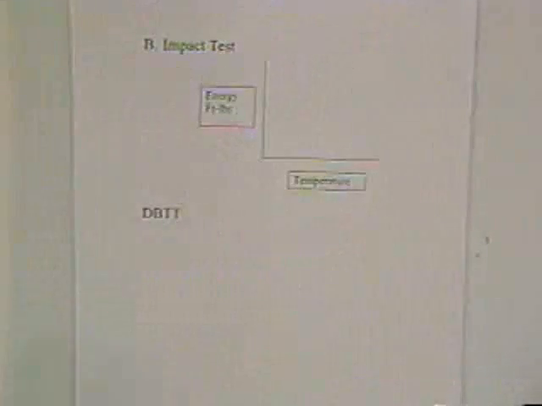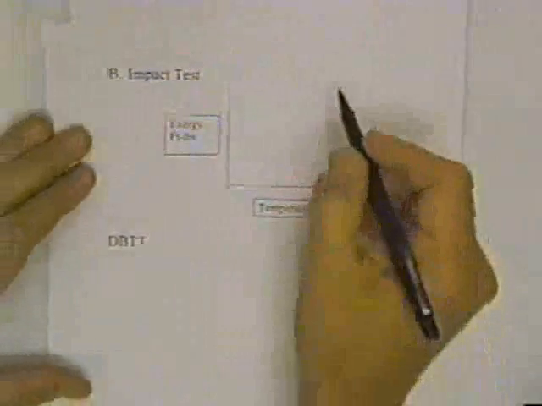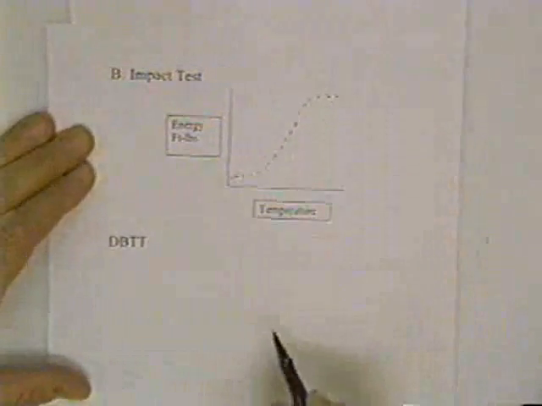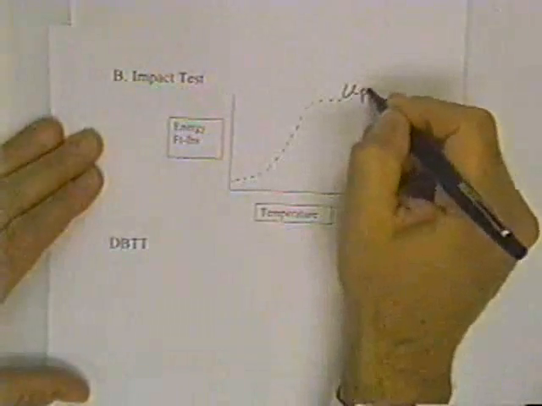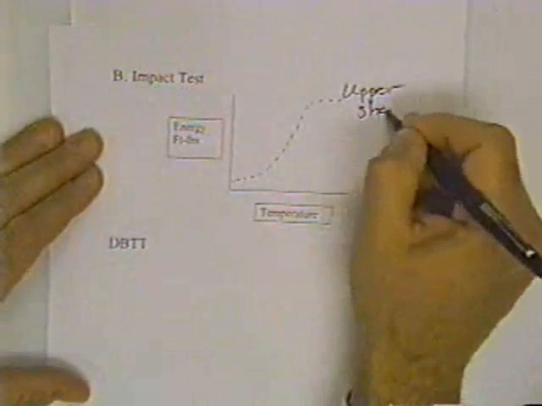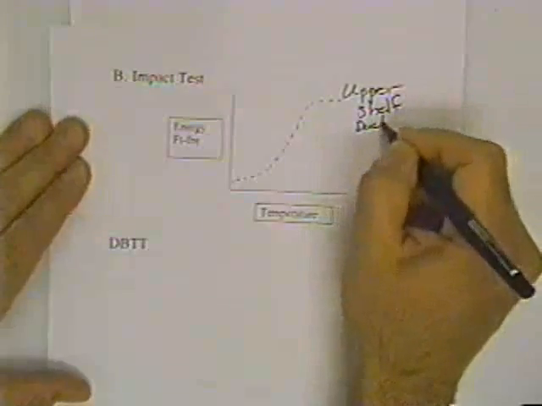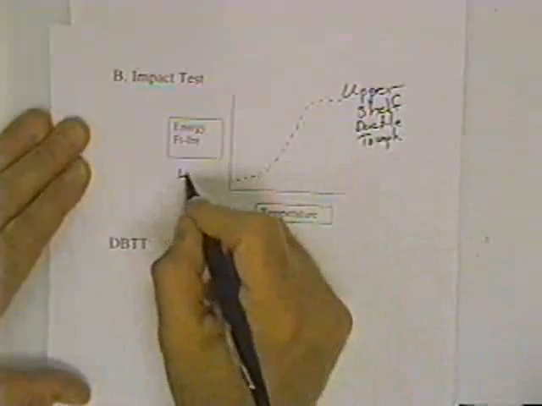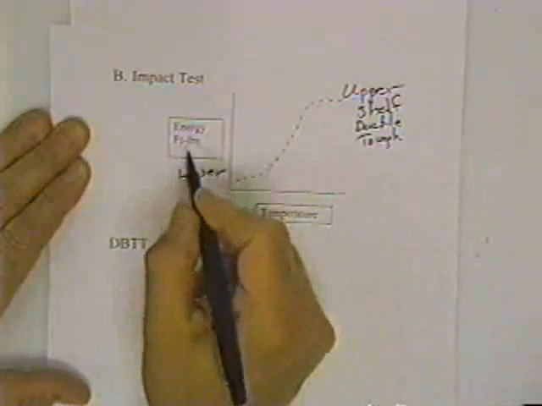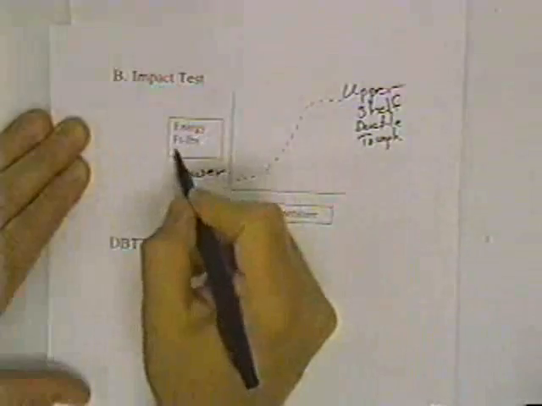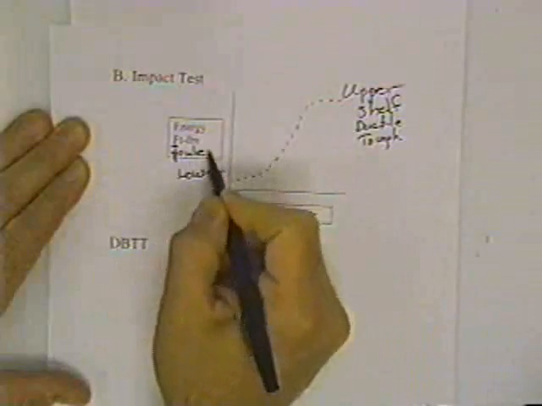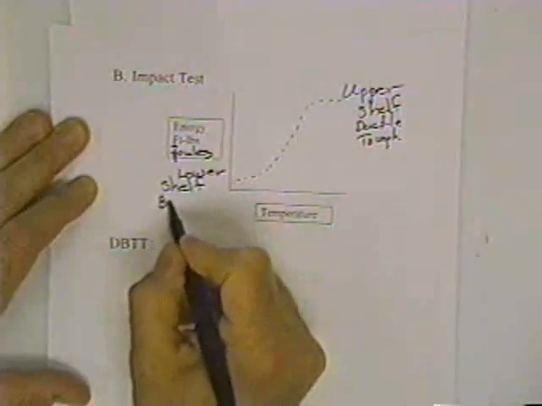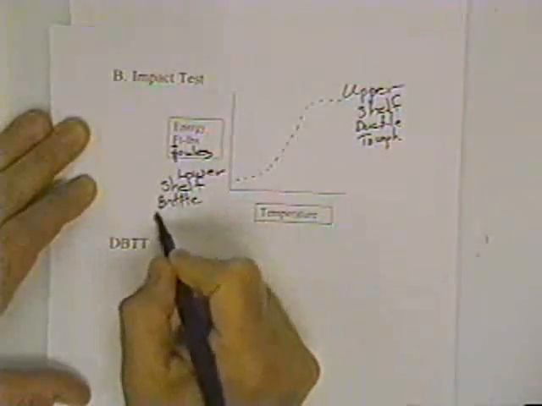The energy absorbed, if you plot it versus temperature, might look something like this. This is called the upper shelf. This is ductile and tough. This is called the lower shelf. By the way, the energy in foot-pounds can also be in joules. This is the lower shelf, and this would be brittle behaving, not tough.